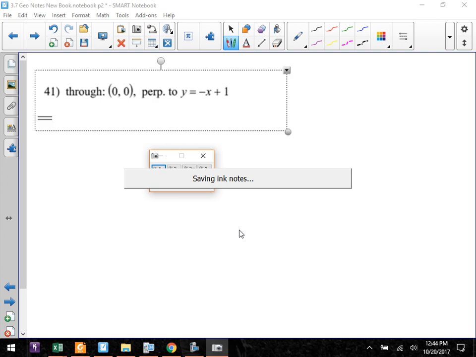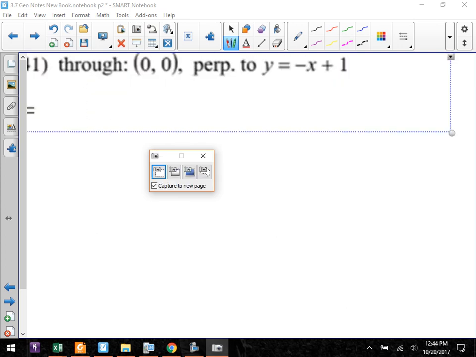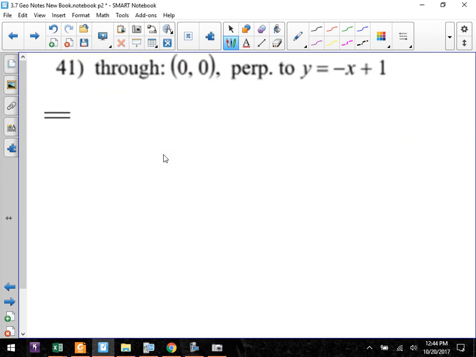All right. When you do perpendicular ones, the only thing that changes from perpendicular to parallel is that you have to worry about your slopes. Okay? So when we're dealing with parallel or perpendicular, you always go through the same process. What is the original slope of the given equation? It's negative 1. You okay with that?